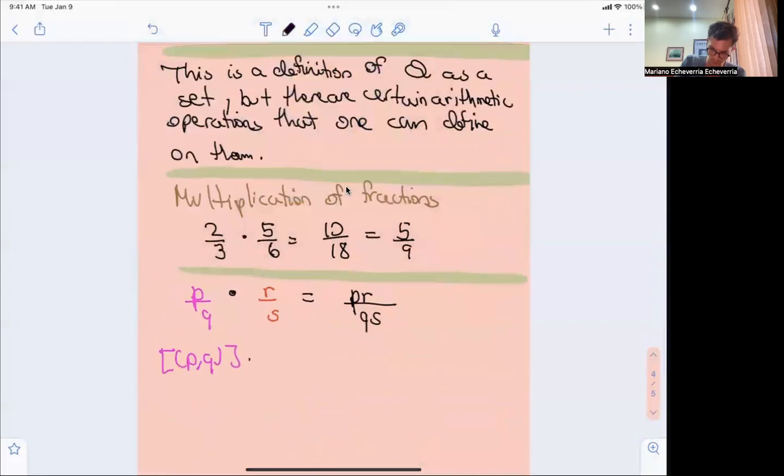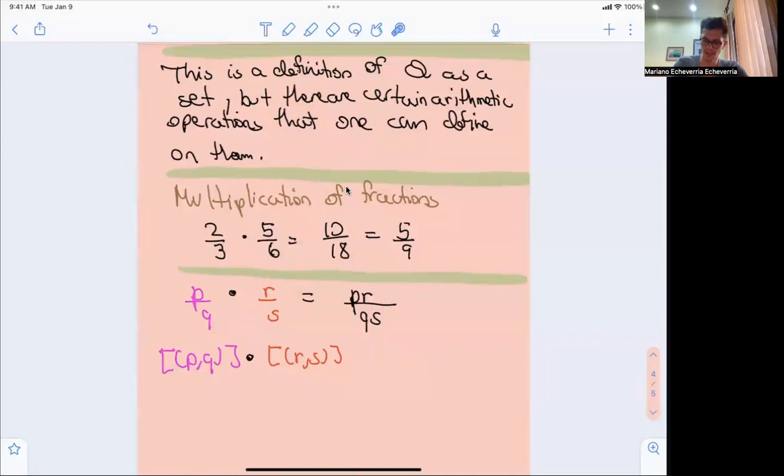And RS is an abbreviation for the equivalence class of R comma S. Is that making sense? So really this is what this means, and this is what this means. So what I'm trying to say is that you have to think now of the definition being given in terms of the equivalence classes, right?